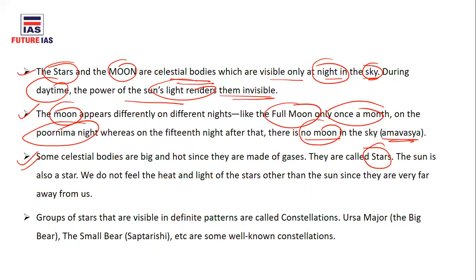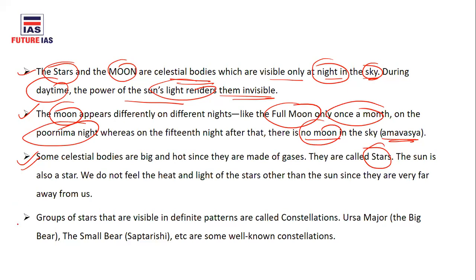But we don't feel the heat and light of the stars other than the sun, because they are much further away. Whatever the sun and earth distance is, the other stars are much further away from the earth, and that is why we don't feel the light and energy of other stars. But there are millions of such stars in our universe, isn't it?